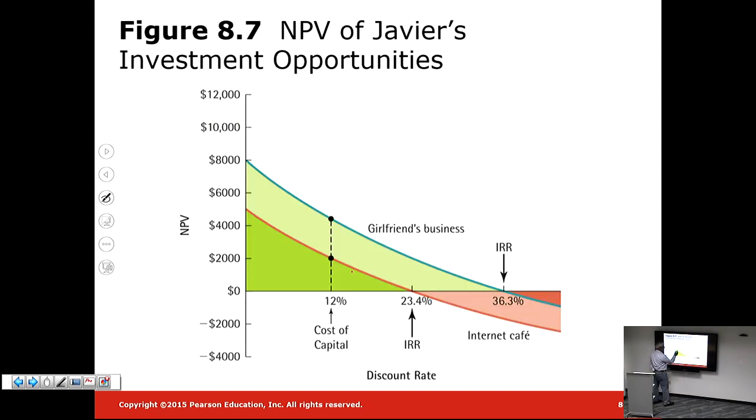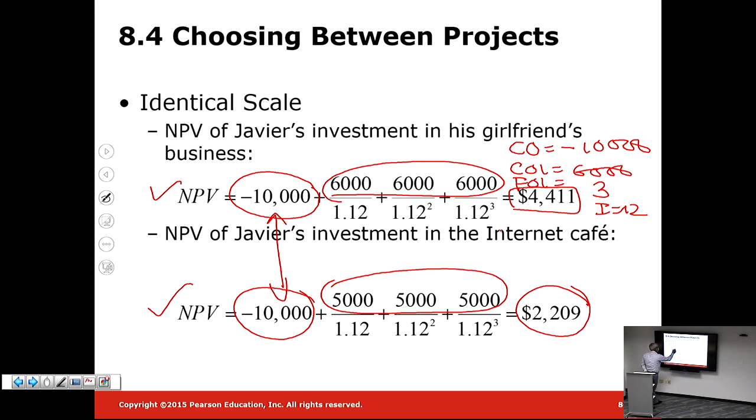So you can see that the blue line and the red line track each other. They're very parallel to each other. At a cost of capital of 12%, the girlfriend's business has a higher net present value, and that business also has a higher IRR. So they're very comparable, and they're comparable because they have similar scales.